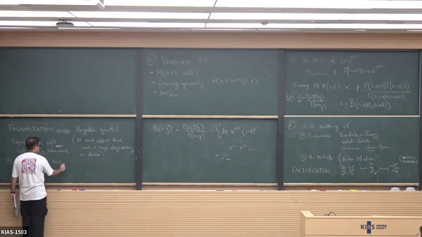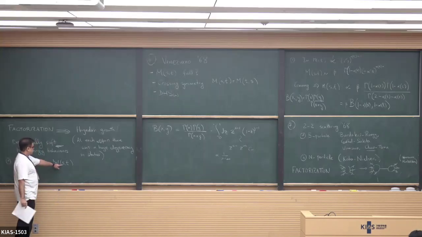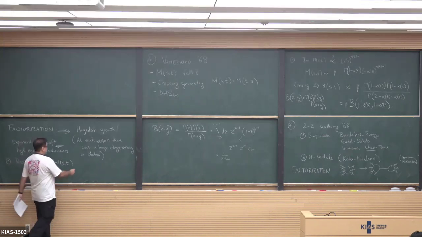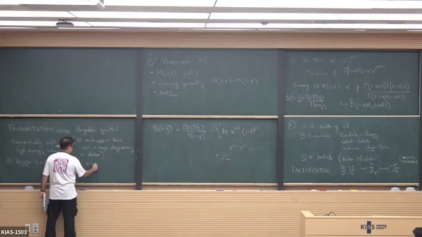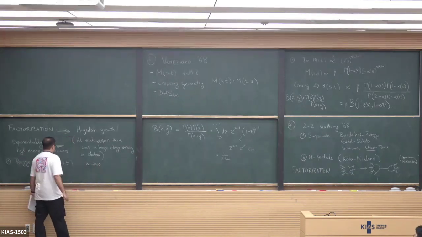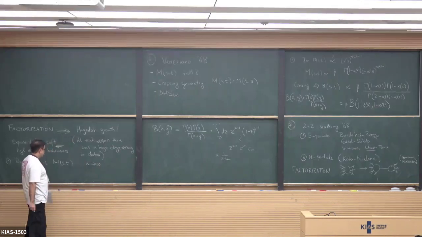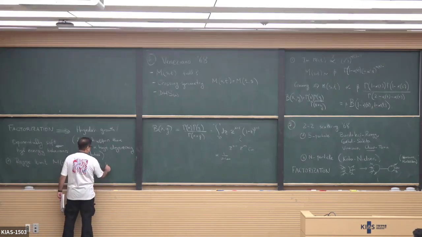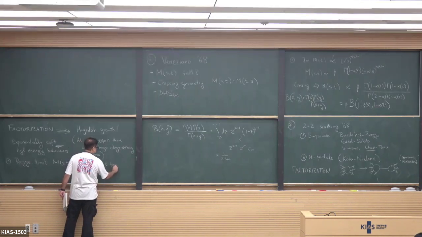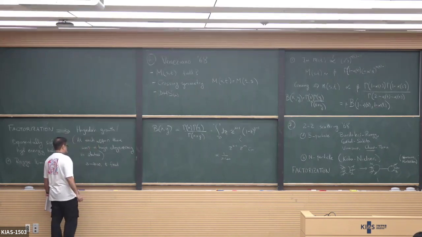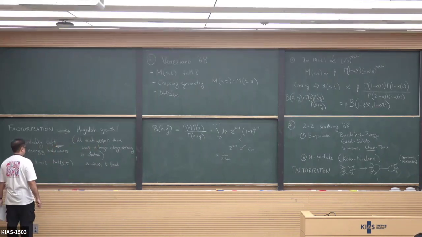So you have a 2 to 2 scattering amplitude. This can be generalized to n variables as well, but imagine you have a 2 to 2 scattering amplitude. It's a function of two variables, s and t. The Regge limit is when s goes to infinity, so the real part of s goes to infinity with t fixed. This is also sometimes called the forward limit.